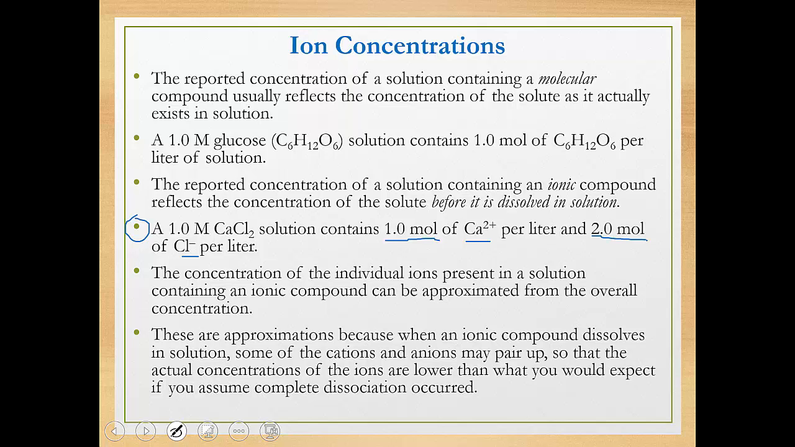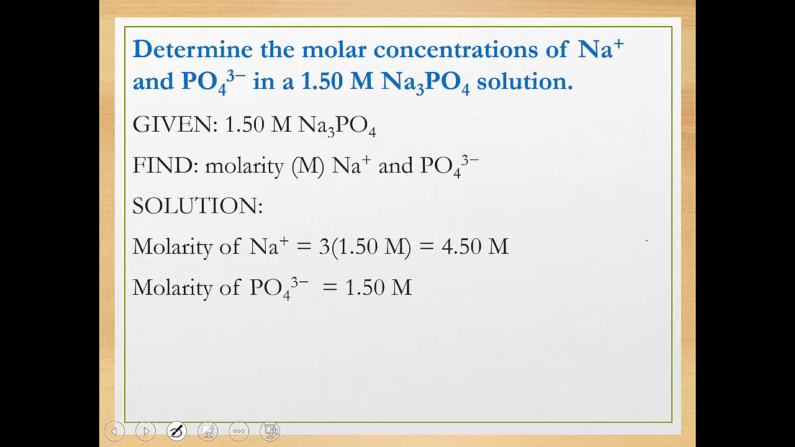Now, we say that we approximate it, we multiply by the number of ions. The reason it's an approximation is because when you dissolve an ionic compound in solution, sometimes some of the cations and anions might pair up and bind together so they're not actually ions. The actual concentration of ions is generally a little bit lower than what we approximate, but the approximation will work just fine for us. Let's say we want to determine the molar concentration of sodium ions and phosphate ions in a 1.5 molar solution of sodium phosphate.